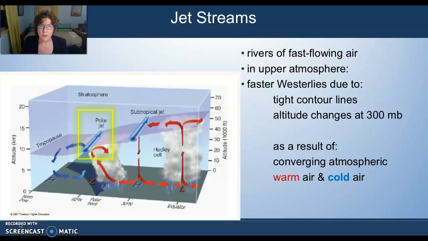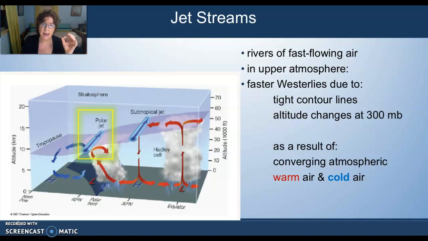Now we're going to get into the ramifications of this three-cell model, and particularly the polar cell, and its impact on what you know as the jet streams. So the jet streams are literally rivers of very fast-moving air in the upper atmosphere. They are westerlies that are faster than normal westerlies.